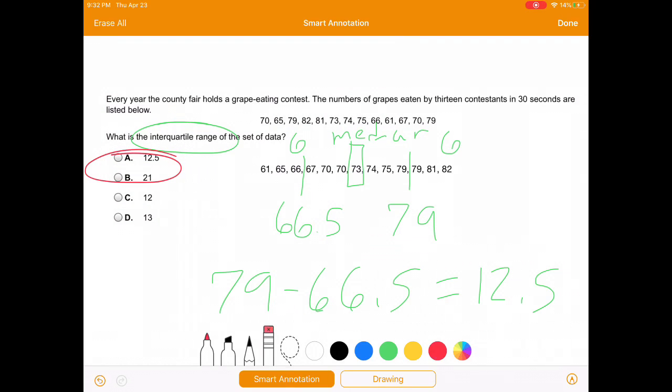I didn't mean to circle the 21. I don't want anybody to be confused. So we've got 12.5 for the interquartile range.